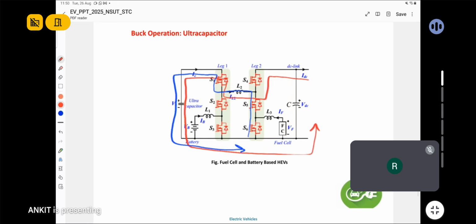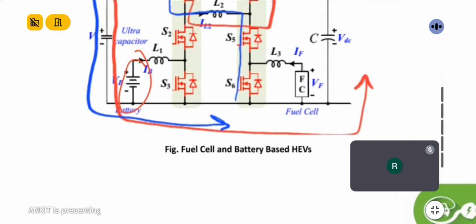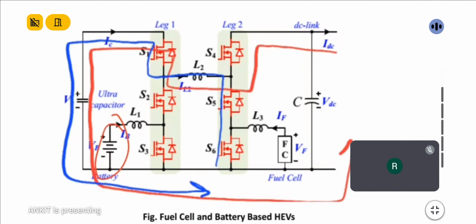So in regenerative braking operation, the DC link will supply power, first to the ultra capacitor or super capacitor, and then to the battery charge if there is provision of a battery.